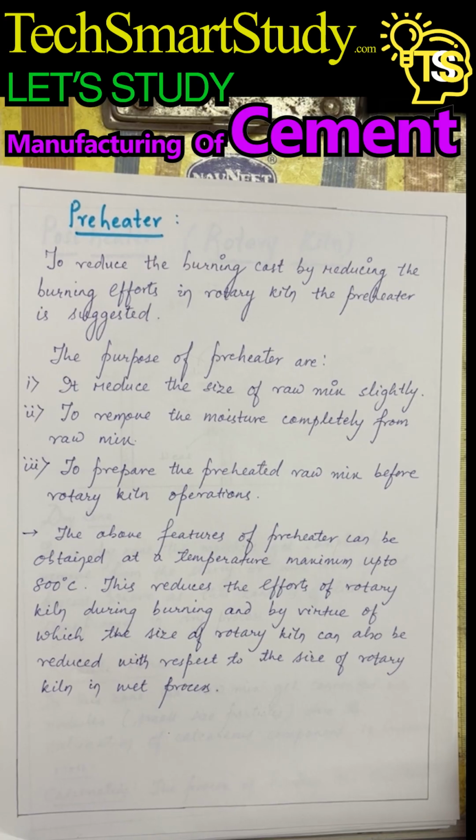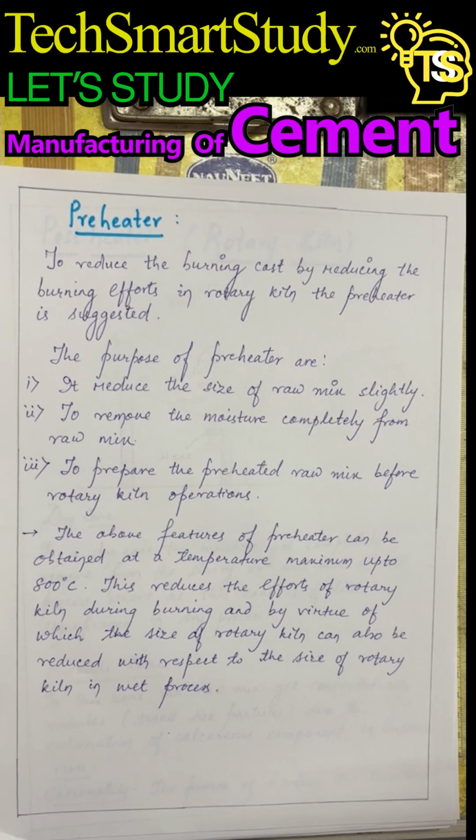The purposes of preheater are: it reduces the size of raw mix slightly, it removes the moisture completely from raw mix, and it prepares the preheated raw mix before rotary kiln operation. These above features of preheater can be obtained at a temperature of maximum up to 800 degrees centigrade. This reduces the effort of rotary kiln during burning, and by virtue of which the size of rotary kiln can also be reduced with respect to the size of rotary kiln in wet process.